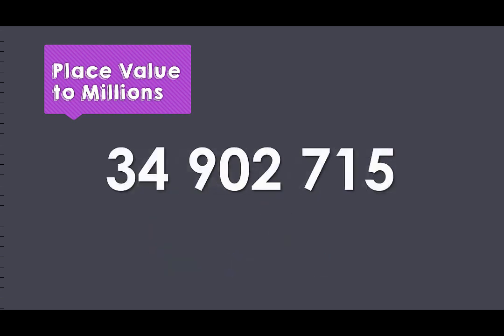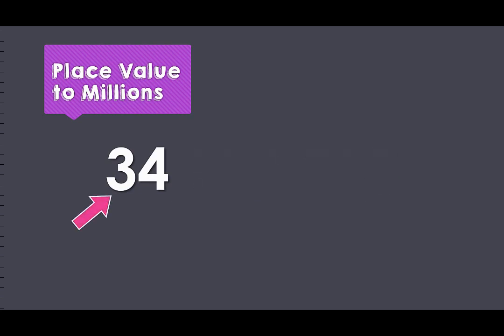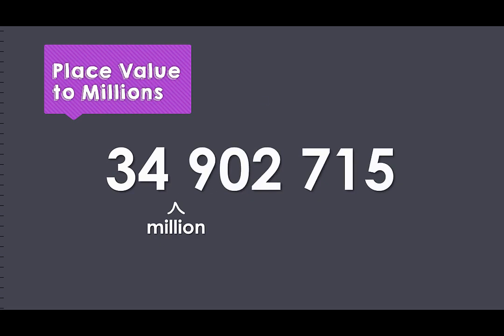How would you say this number? First, let's examine the digits before the first space. If we ignore the rest of the number, we can see that we have the number 34. But really, we have 34 million. An important thing to notice about this number is the 0. When we have zeros within a number, we can usually replace it with the word and. So when we read this number, we have 34,902,000, and now we can finish the number with our last set of 3 digits, 715.